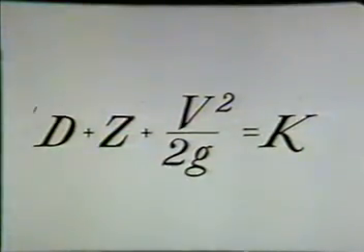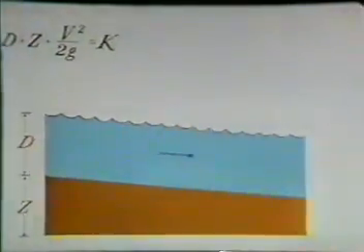This is the Bernoulli energy equation. It states that the energy in a system remains constant since energy can be neither created nor destroyed. The first two terms in the equation equal the static head. It represents the potential energy in a system. In open channel flow, it is the elevation of the water's surface.